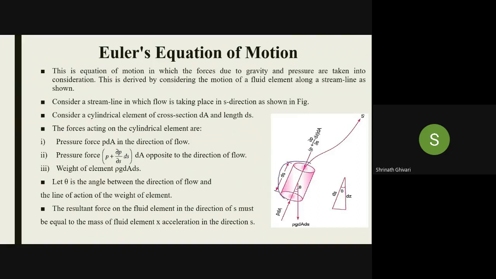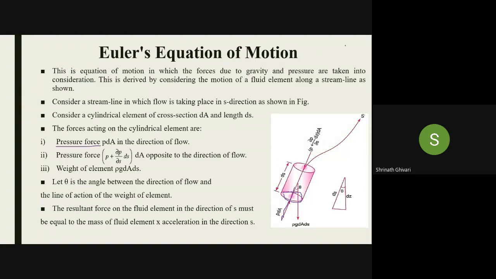What are the forces acting on the cylindrical element? First one is the pressure force acting in the direction of flow. This is the direction of flow. If we consider this to be the cylindrical element, this is an area, and this pressure is acting on the area.